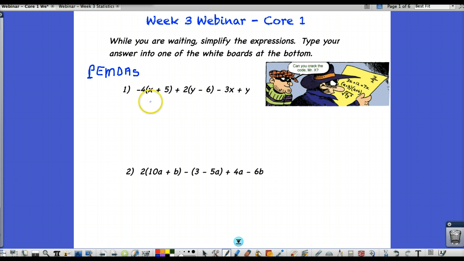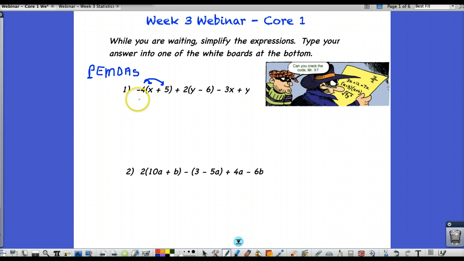the second parentheses. Now when you guys do this, if you recall, you've got to do the -4 times the x, but then you also have to do the -4 times the 5. Okay, and the same with the 2 and the y and the 6.